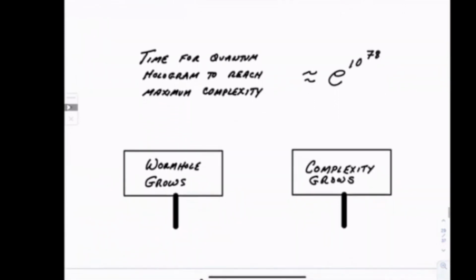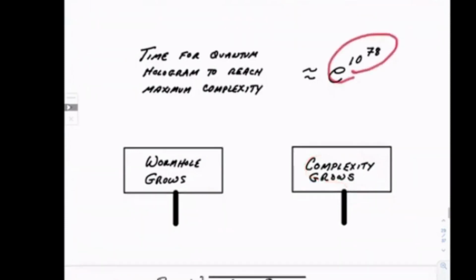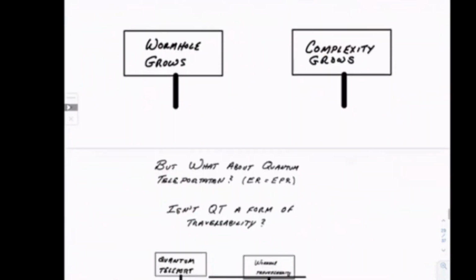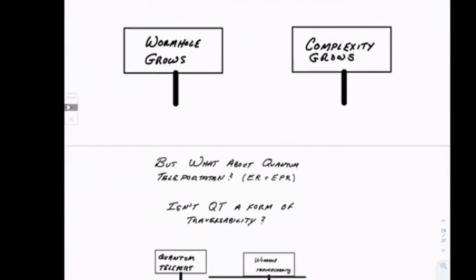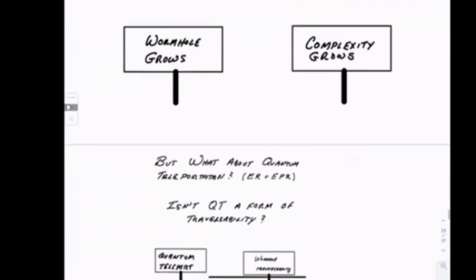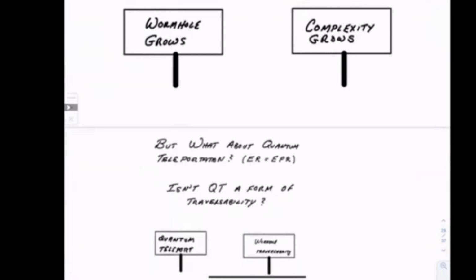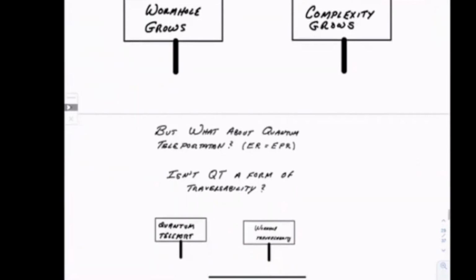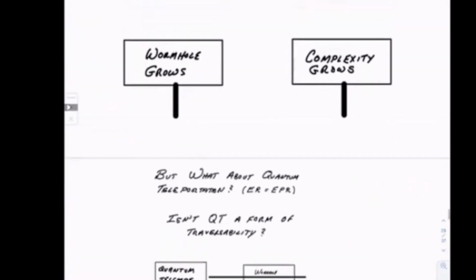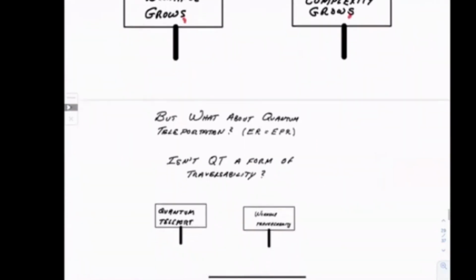So what do we know? We know that wormholes grow, and according to classical physics, they grow forever. We know that the complexity of a quantum system grows, if not forever, for an incredibly long time. And the basic hypothesis, which is now being tested, it's still under test, is that the quantum version of wormhole growth is complexity growth.